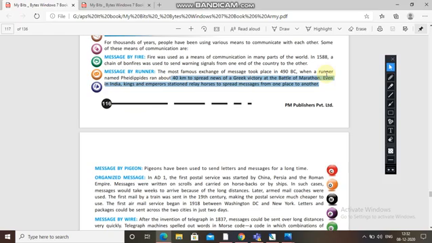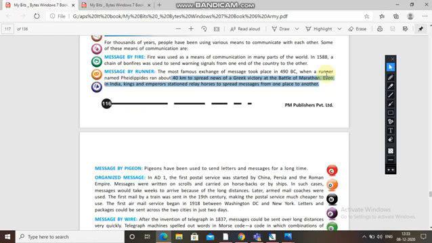The next one is message by pigeon. Things changed a little bit. Now people use pigeons. They just tie the message on their legs and send them in the direction, and the pigeon knows where to go. If someone asks how the pigeon knows, that answer is not included in this, but pigeons know the direction because they are just like pets that people used to keep. So pigeons have been used to send letters and messages for a long time.